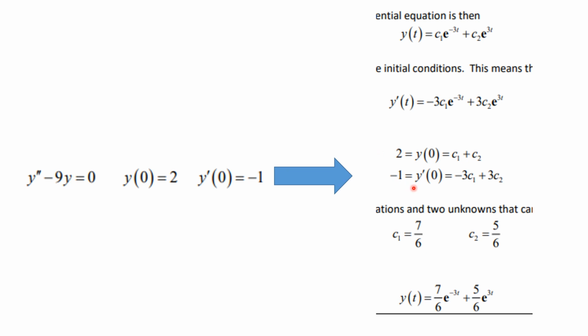Now, of course, to solve this problem, and I guarantee you there will be problems like this on tests in the future, you will need to solve this system of linear equations. And you should have done this while you were solving this, but you get that c1 has to be 7 over 6 and c2 has to be 5 over 6. So you see the unique solution to this second order initial value problem is y of t equals 7 over 6 e to the minus 3t plus 5 over 6 e to the 3t.